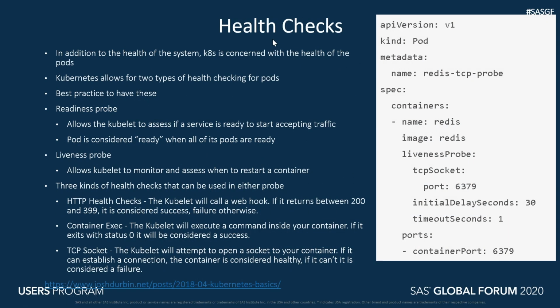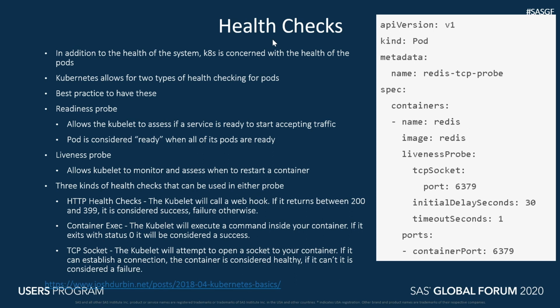Health checks. In addition to the health of the system, Kubernetes is concerned with the health of the pods. So ideally, pods should have health checks built into them as a best practice. We have a readiness probe, which allows the kubelet to assess if a service is ready to start accepting traffic. For a pod to be considered ready, all of its containers must be ready. So can it accept traffic coming into it? Is it ready to respond to it and receive it?